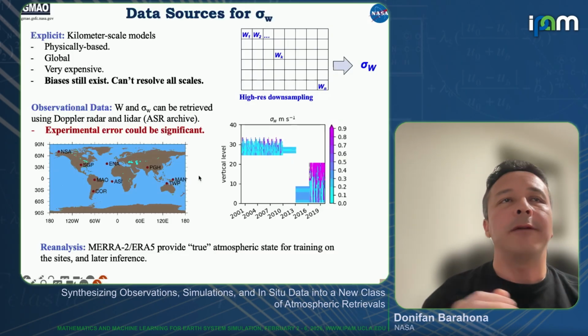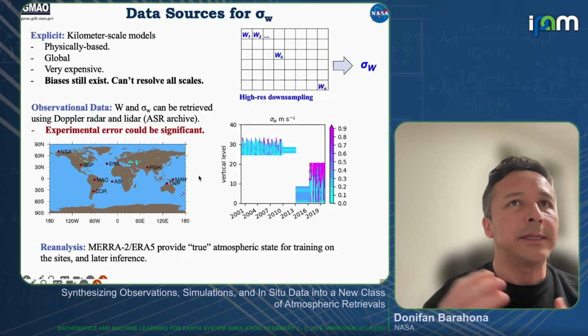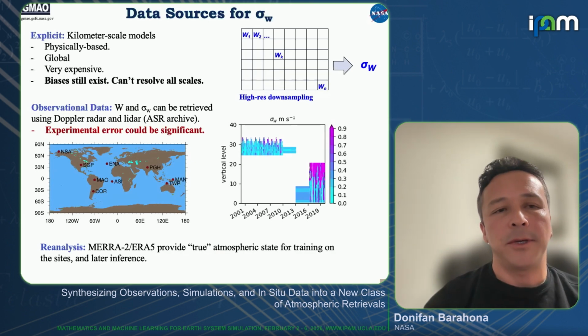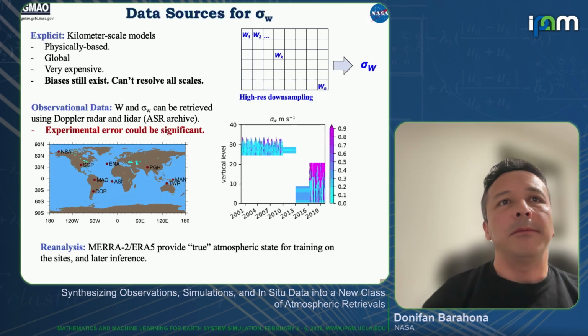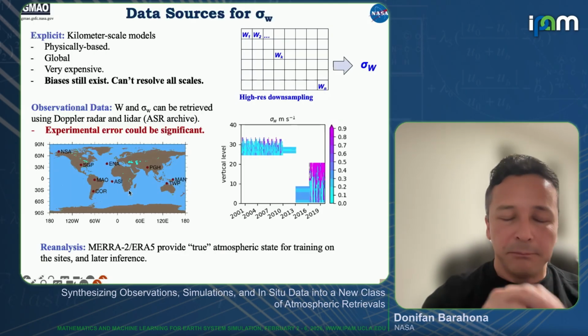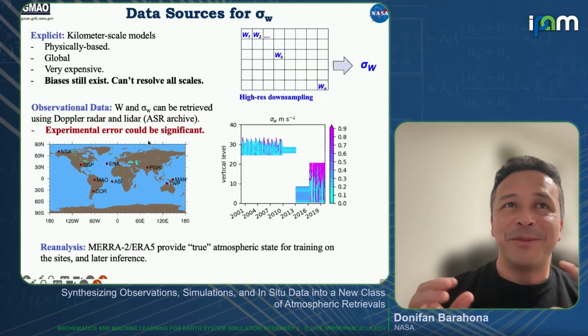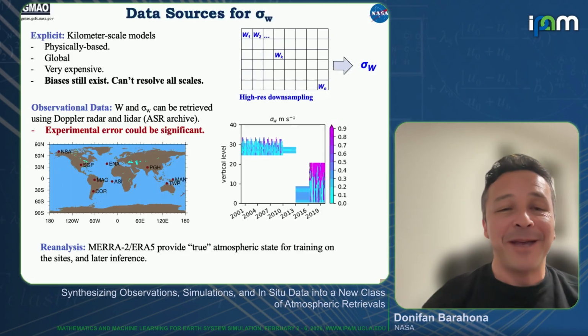On the other hand, we have observational data, W and sigma W. They can be retrieved using Doppler radar and LiDAR, mostly from the ASR archive. This is a DOE program that has been going on for a few decades, and the sites are very well distributed around the world. So we have these episodic but very long-term observations of this variable. The problem with this is that the experimental error could be significant, so we have to be very careful about how to use those.